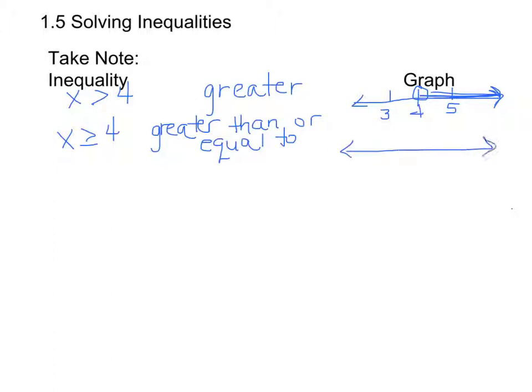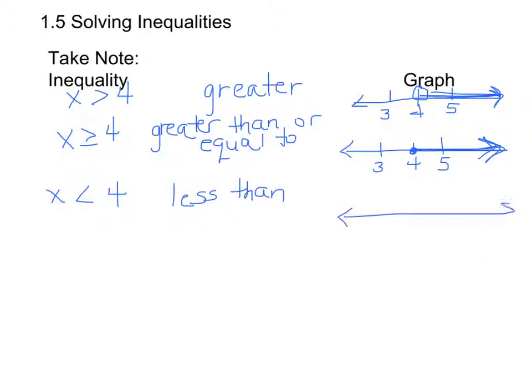This one is similar, but anytime you have the equal to sign, we have a closed circle, which means included. Then we have less than. So now we're talking about all the numbers smaller than 4, which should now be to the left. And then we have less than or equal to.